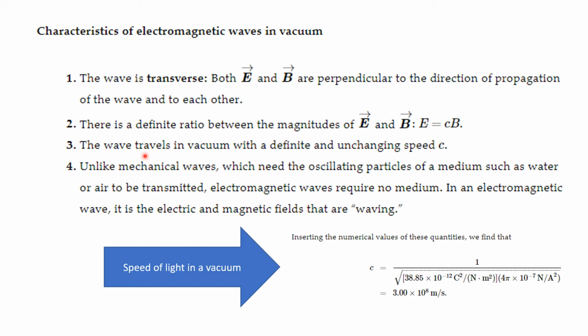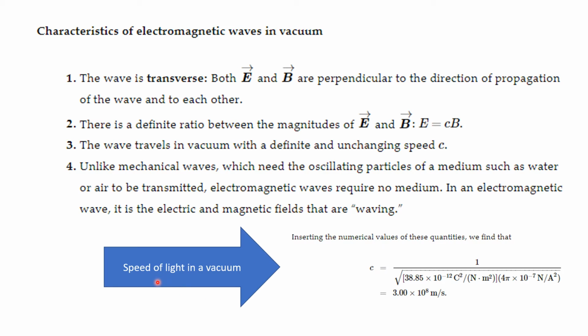And in fact, that c is the speed of light in a vacuum. So the wave travels in a vacuum. It doesn't need a medium like sound, with a definite and unchanging speed c. Unlike mechanical waves, which need the oscillating particles of a medium such as water or air to be transmitted, you see sound does require a medium in space. No one can hear you scream. Electromagnetic waves require no medium, and so it's the fields that are waving, not the medium.